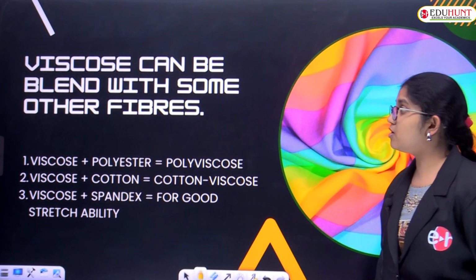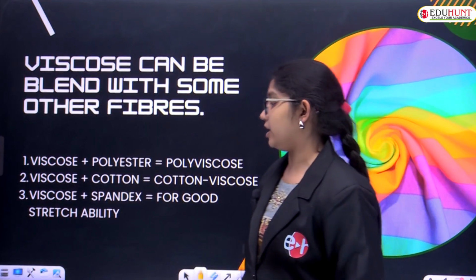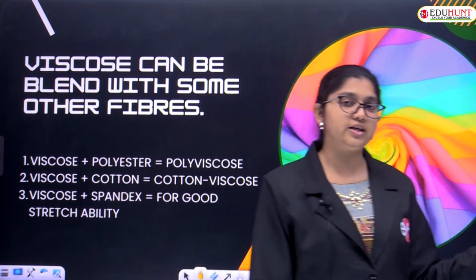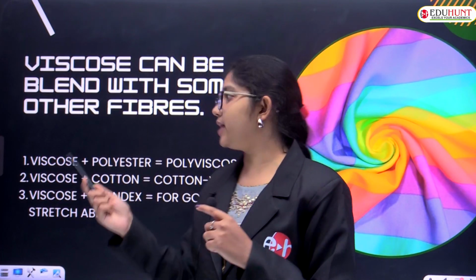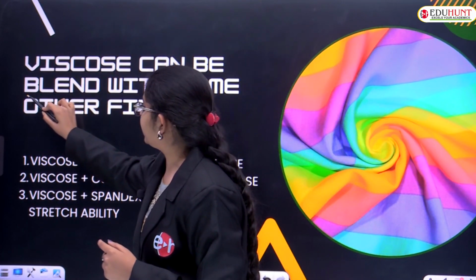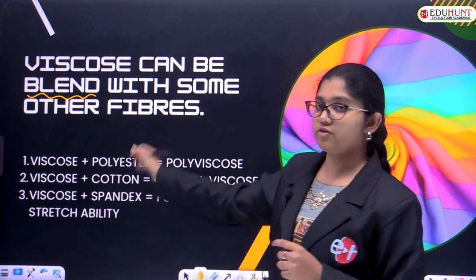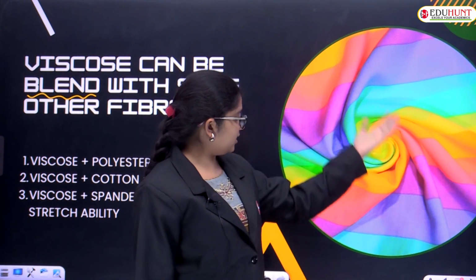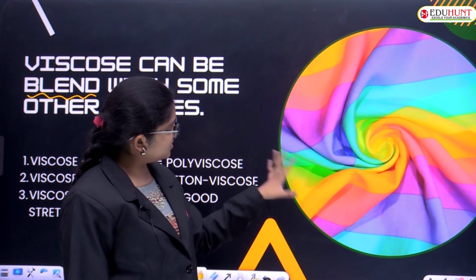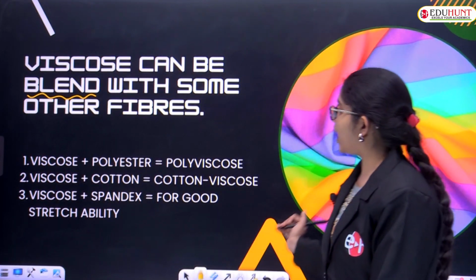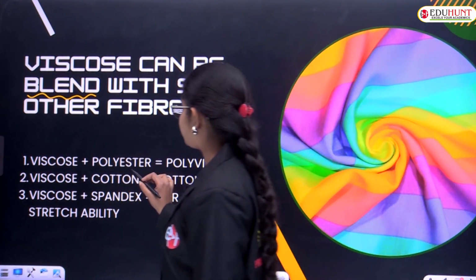Viscose can be blended with other fibers. Children, viscose has the property to blend, meaning it mixes easily with other fibers. We'll see what kind of fiber. See how colorful it is, all the rainbow colors. Good. And let's see what happens: viscose plus polyester.